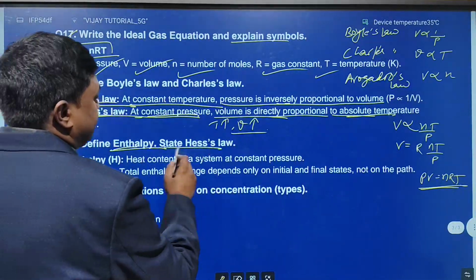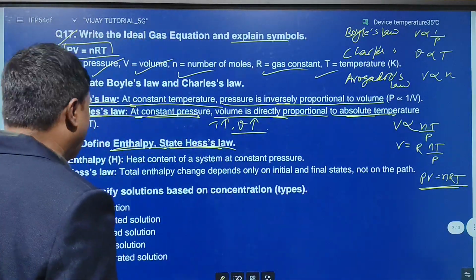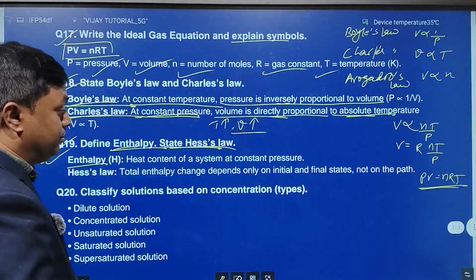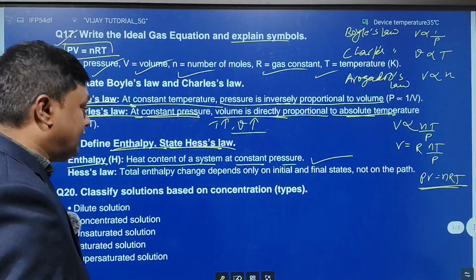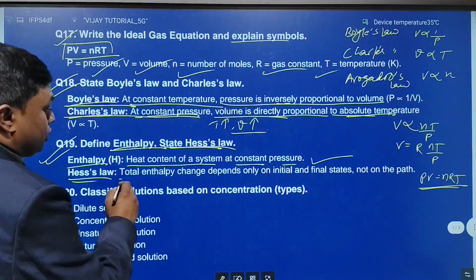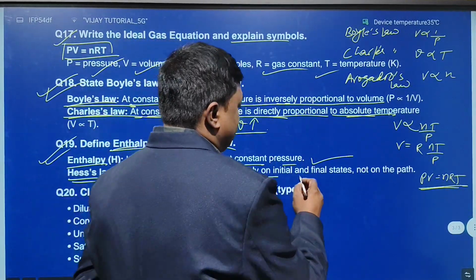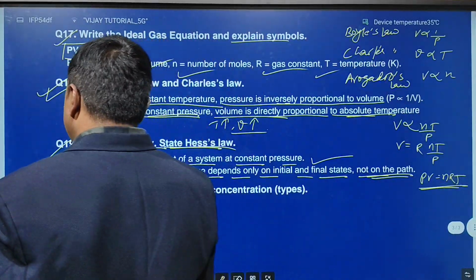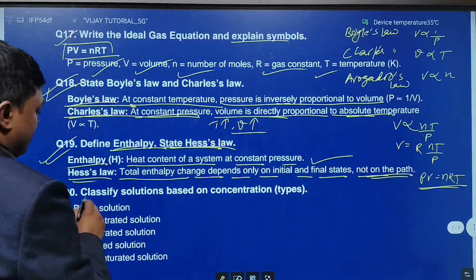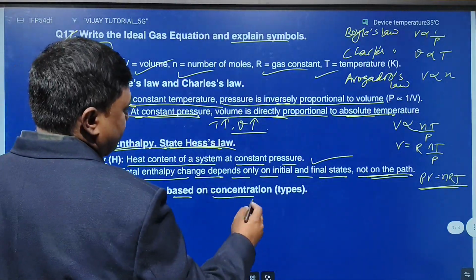Define enthalpy and state Hess's law. Enthalpy is the heat content of the system at constant pressure. Hess's law states that the total enthalpy change depends only on the initial and final state, not on the path. Next question.